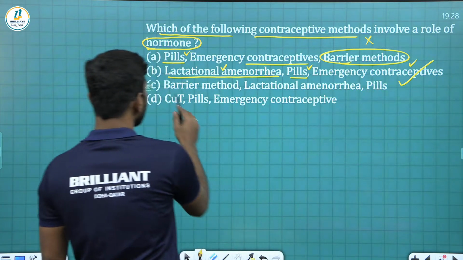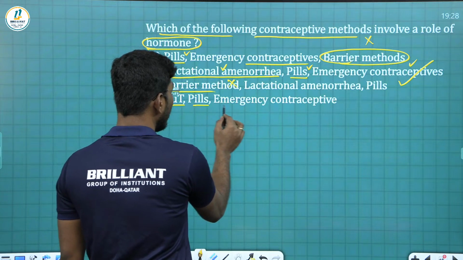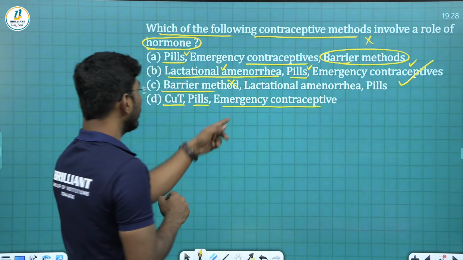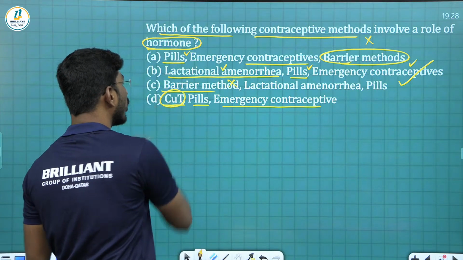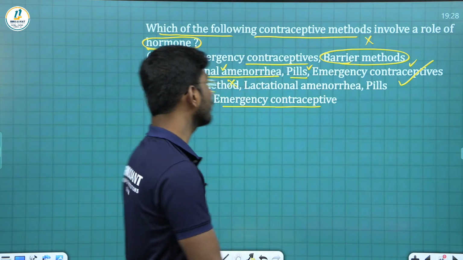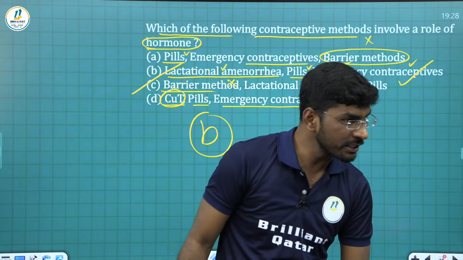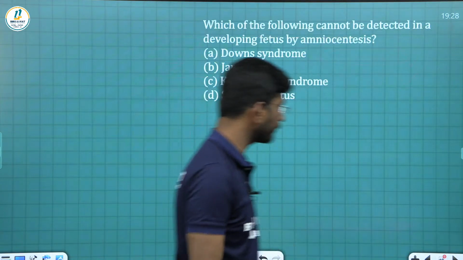Yes, correct. What about this? Barriers are not hormonal, beta, leave it. CuT, pill, emergency contraceptive is given. CuT is what? Copper releasing. How can copper releasing involve a hormone? Tell me. So the answer is what? Option B is the right answer. Am I correct, beta? Yes, good. What about this question?